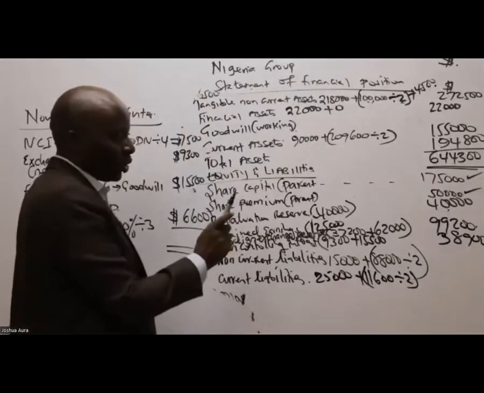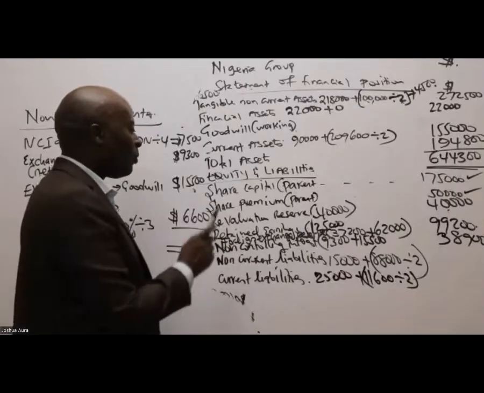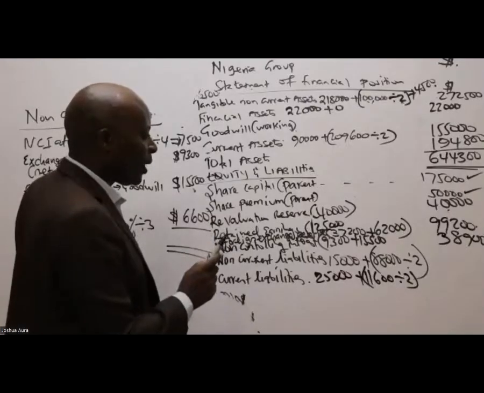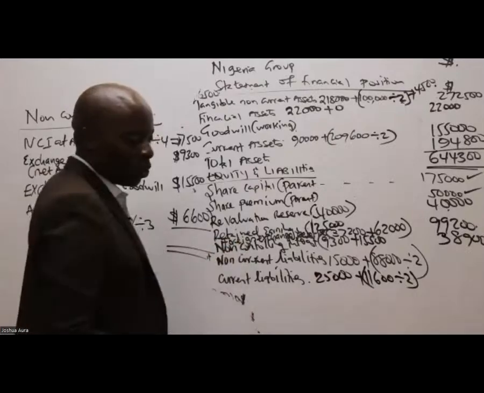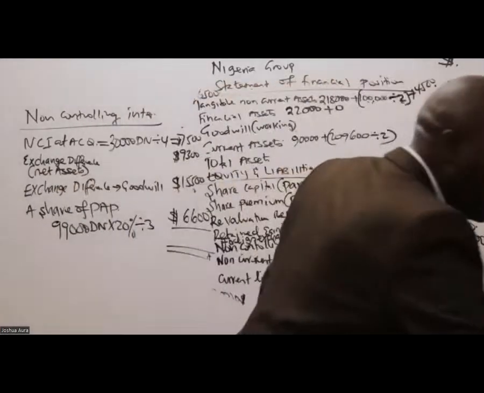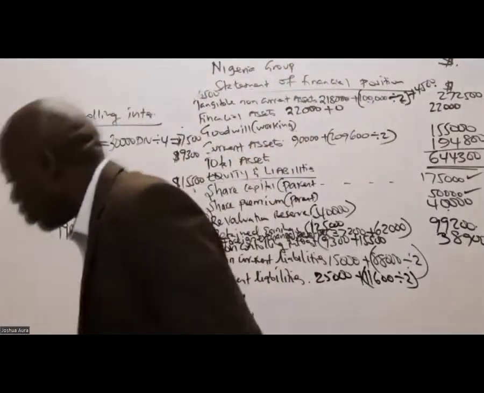So remember, this is a permanent source of capital. Now from there, the last one that you're supposed to come and pick is the retained earnings, group retained earnings. So group retained earnings, what do we have there?